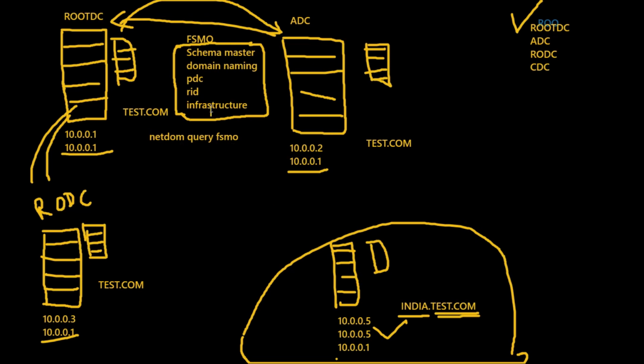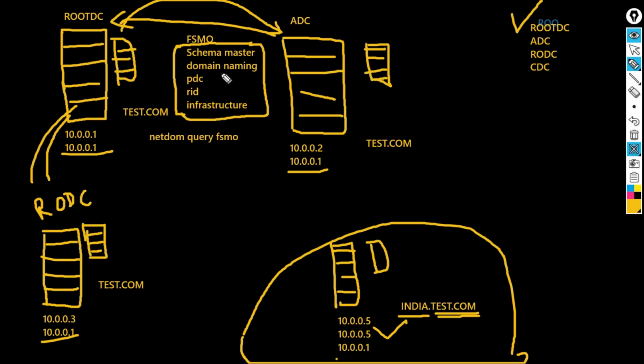See, if you give this command, you will see these roles. And the question is, what about the additional domain controller? The additional domain controller does not have any role. Same roles will be copied here, same roles will be backed up here. And if you talk about RODC, yes, same roles.